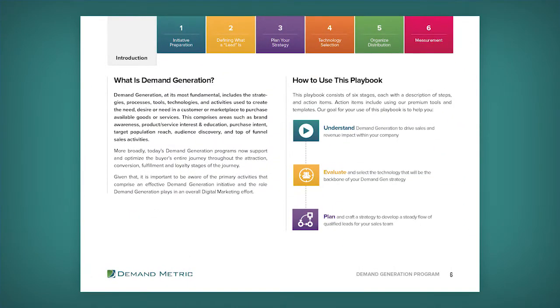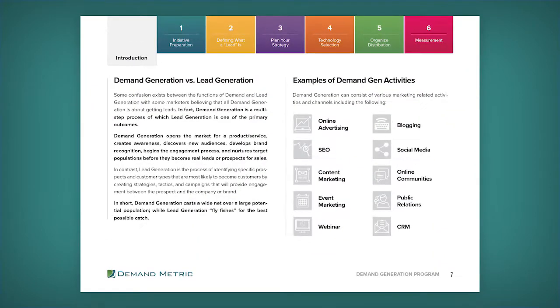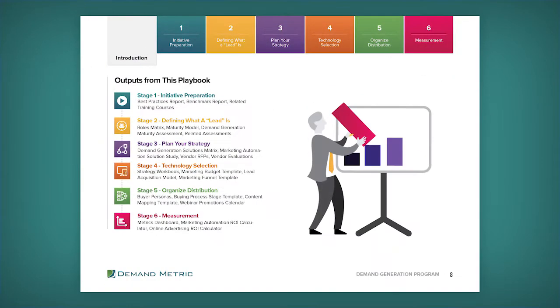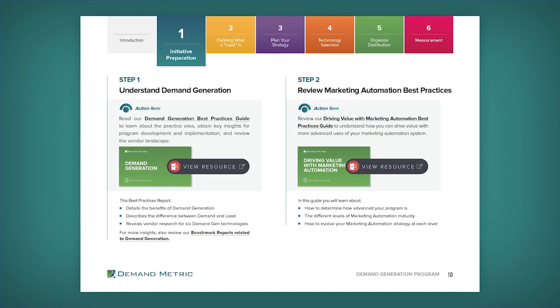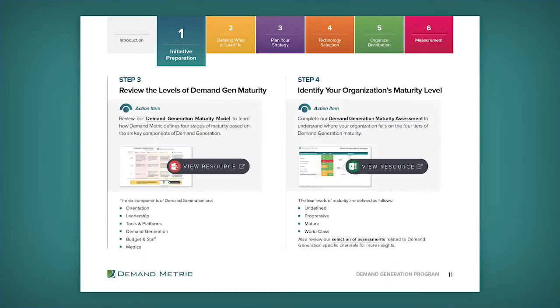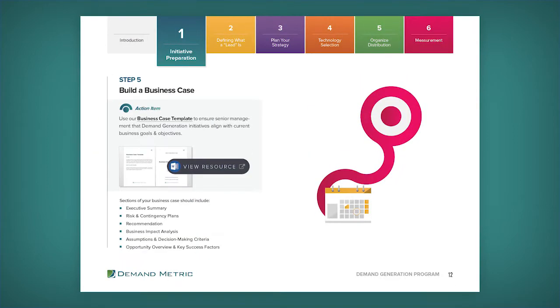Our playbooks are filled with links to our practical modern marketing tools, templates, and training, which are organized stage by stage, step by step, starting with Stage 1, Initiative Preparation. Here, we first understand demand generation and then review marketing automation best practices. That's followed by reviewing the levels of demand gen maturity, identifying your organization's maturity level, and building a business case.